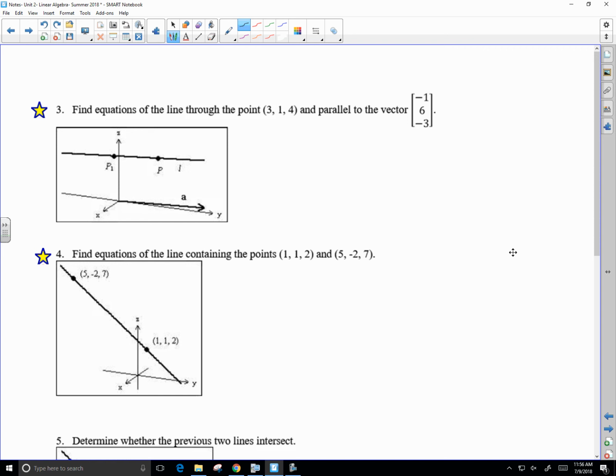All right. So we actually have the points, so we're in good shape here. X, Y, Z, 3, 1, 4 plus t times -1, 6, -3.